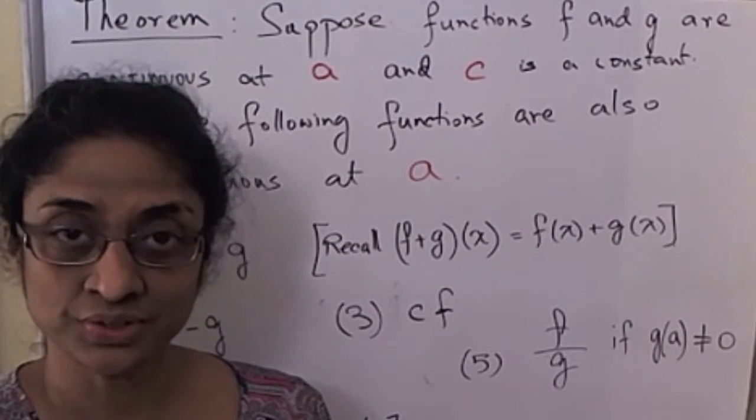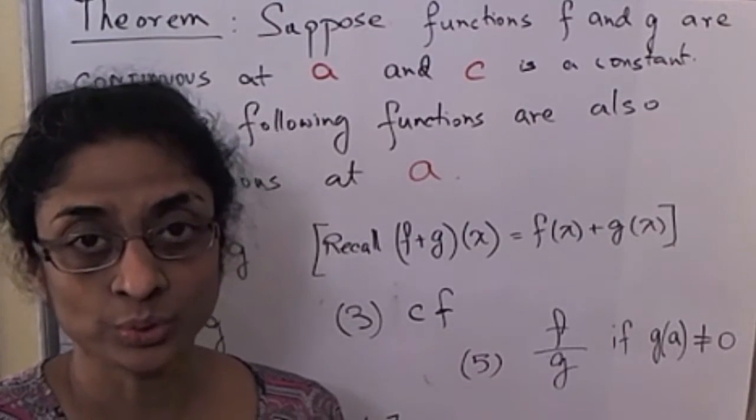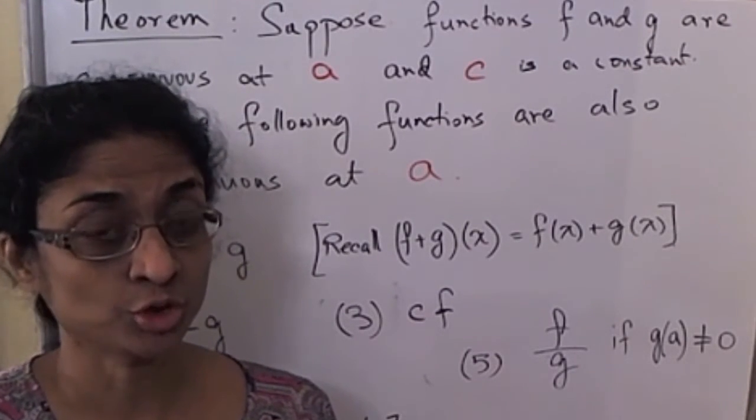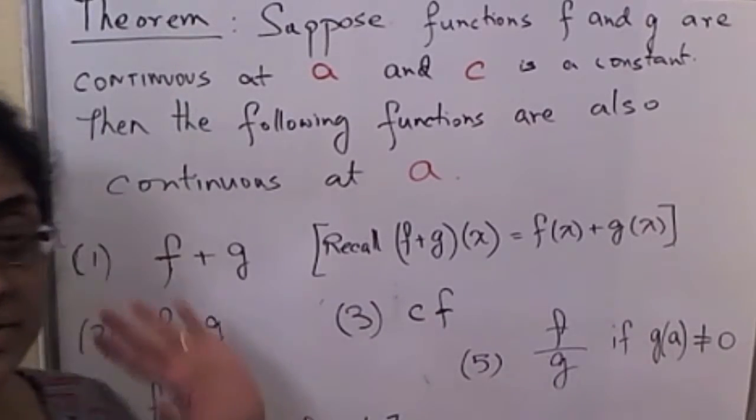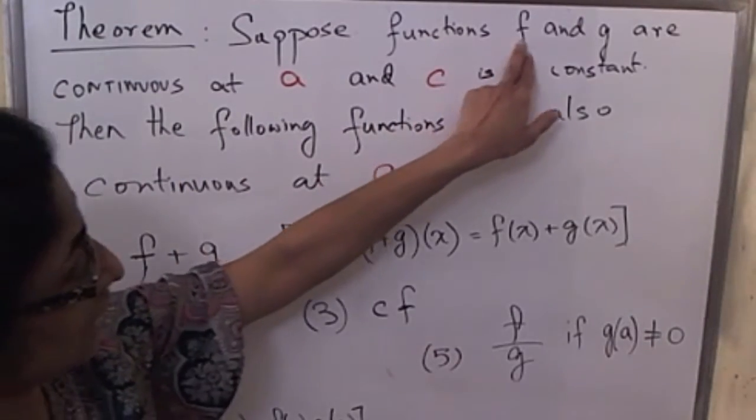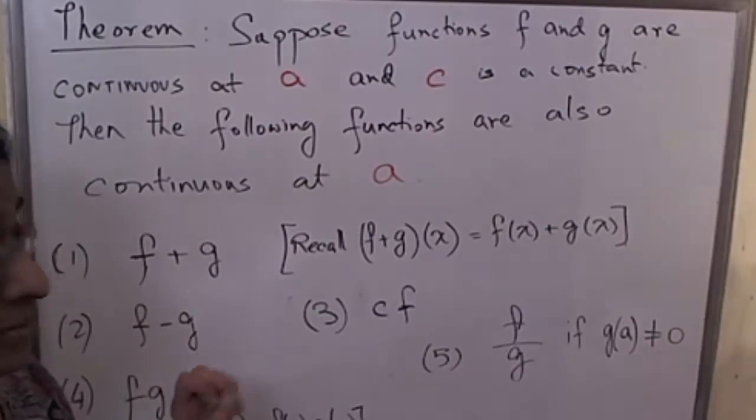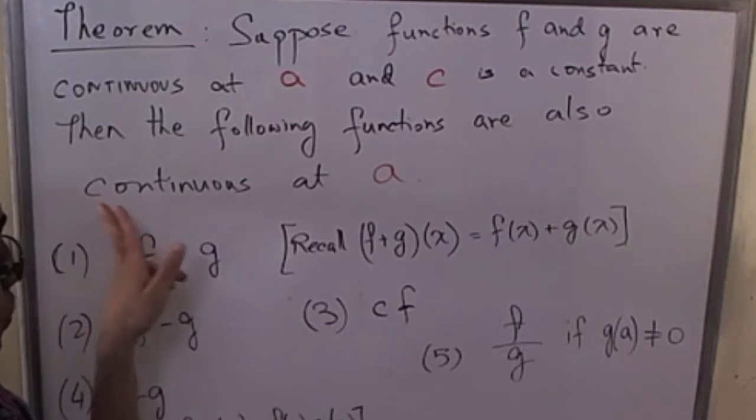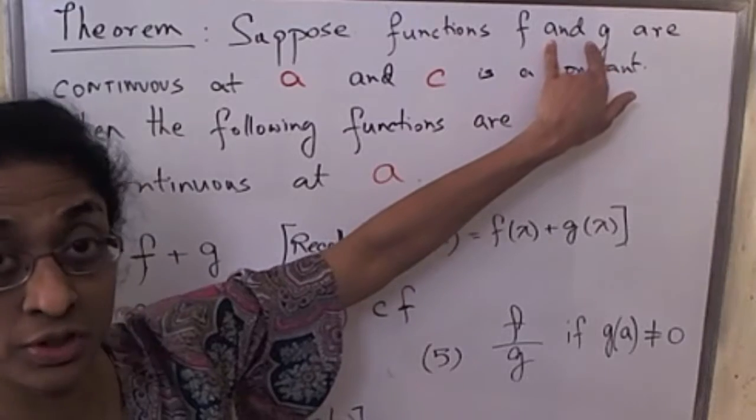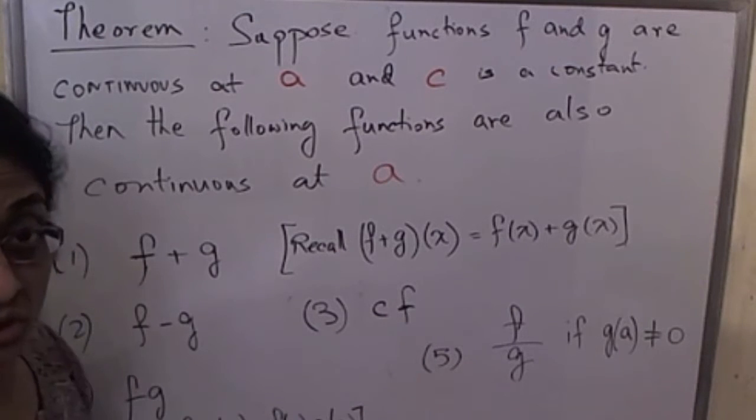So continuous functions have some very nice properties. They're very easy to work with for several reasons. So it would be good for us to be able to spot continuous functions, and this theorem helps us. So let's look at the theorem I have. Suppose functions f and g are continuous at the point a and c is a constant number. Then the following functions are also continuous at a. So what it's telling you is, if you know two functions are continuous at a, then it allows you to conclude that some new functions are also continuous.